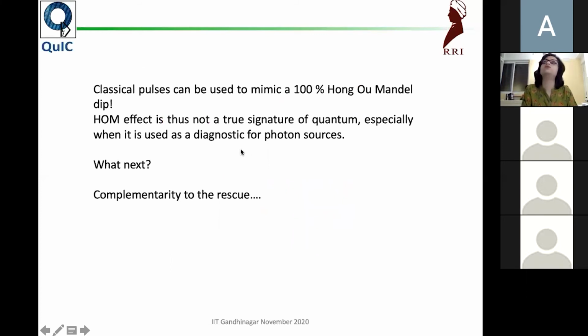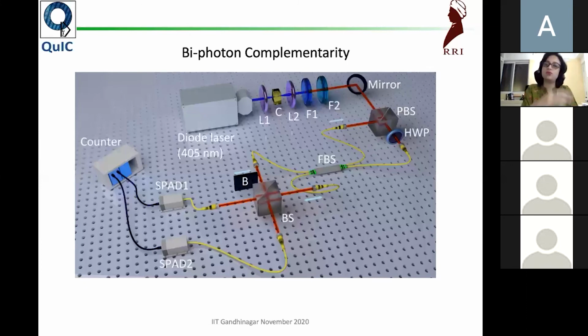I mean, it's not a doomsday scenario, because if you just basically complete the interferometer for the Hong-Ou-Mandel, then you measure what is called the complementarity effect, and that actually will be able to distinguish between classical and quantum. You can't fool the system with complementarity. Okay, and so this is what we went on to show.